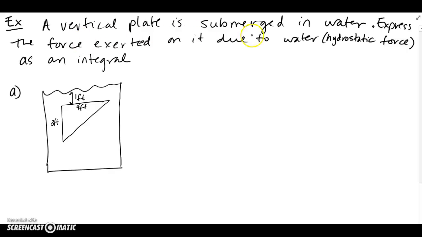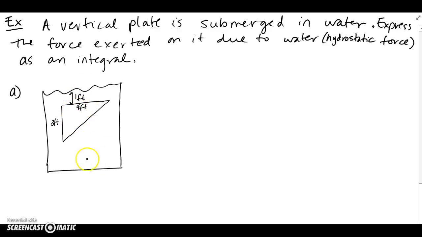A vertical plate is submerged in water. Express the force exerted on it due to water, in other words, the hydrostatic force on it, as an integral. So we will look at different parts having different shapes submerged in water. Again, the thing that's different about this is that it's vertically submerged in water.